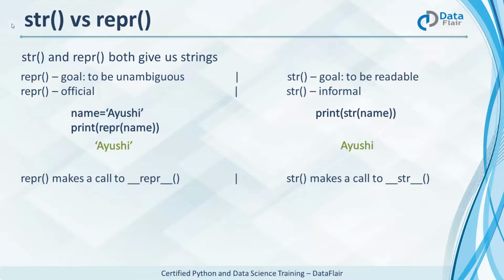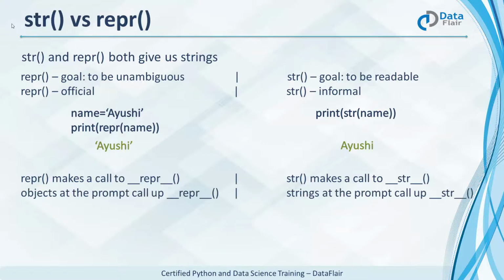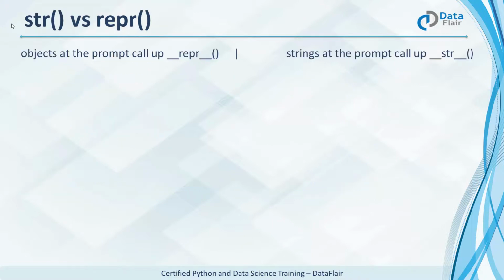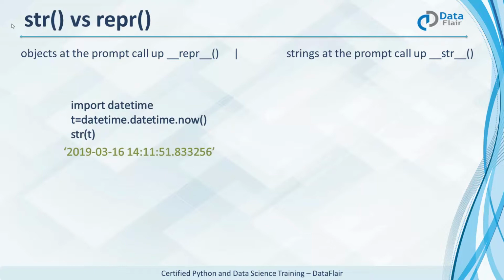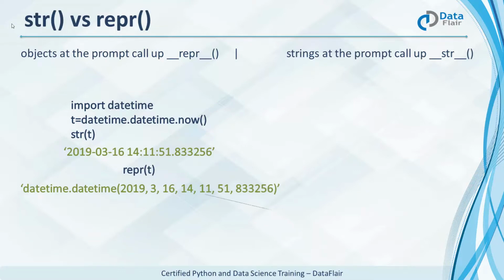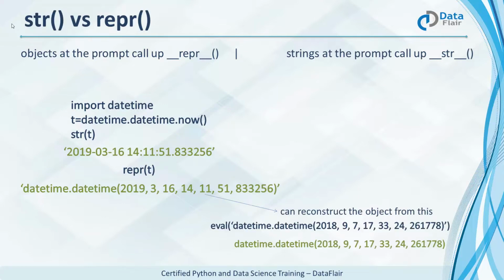Internally, Repr makes a call to the Repr method, and str makes one to the str method. When you print an object at the prompt, a call to Repr is made, but strings at the prompt call up str. Let's see this in action. If we print the current date and time with str, it gives us this, but Repr gives us this. We can actually use this to reconstruct the object, but we cannot reconstruct it in this one.